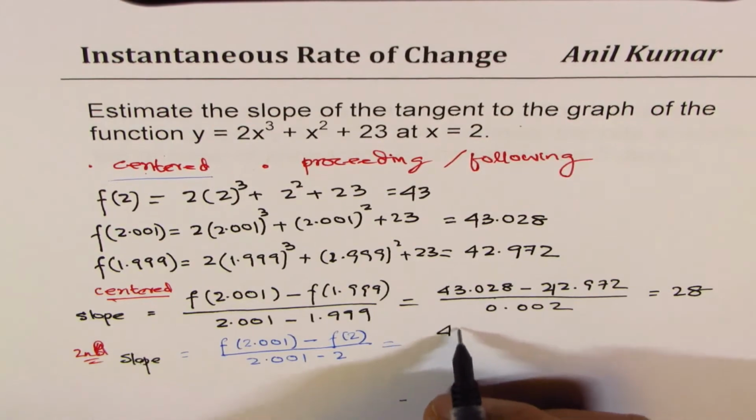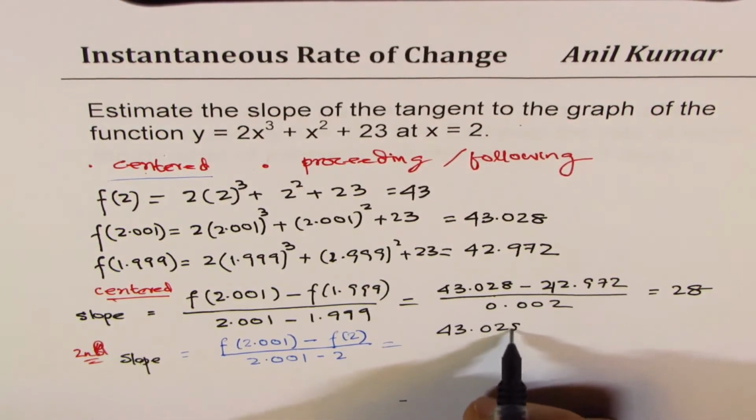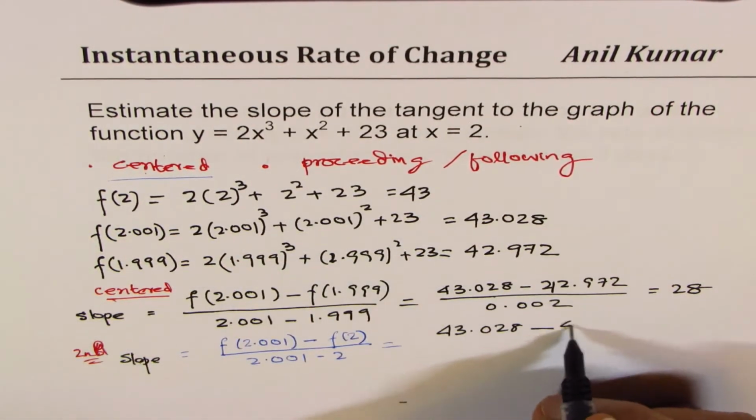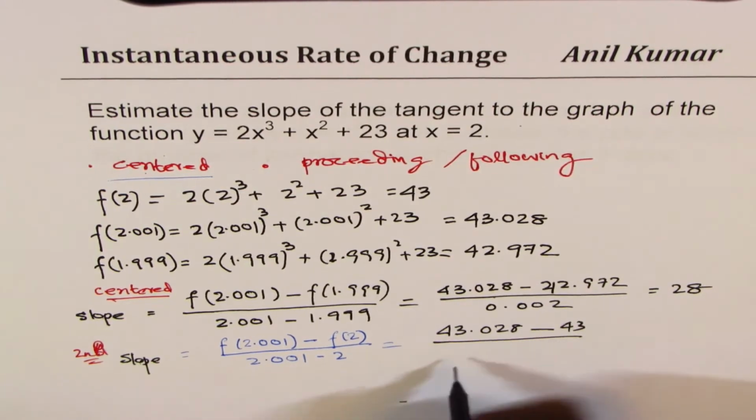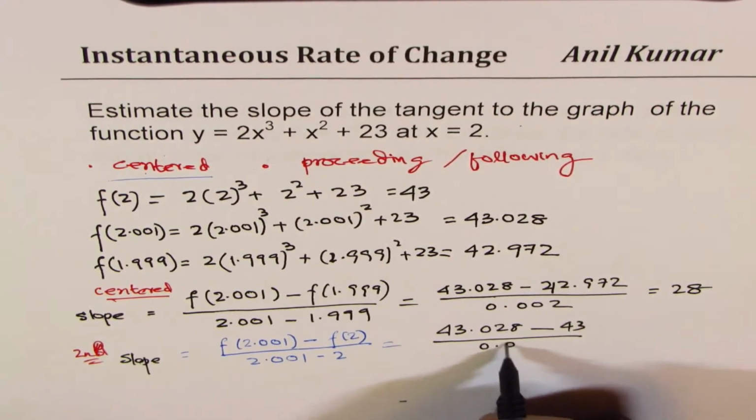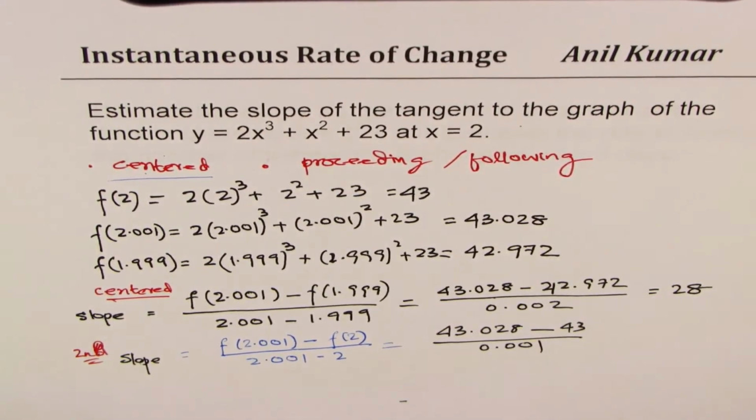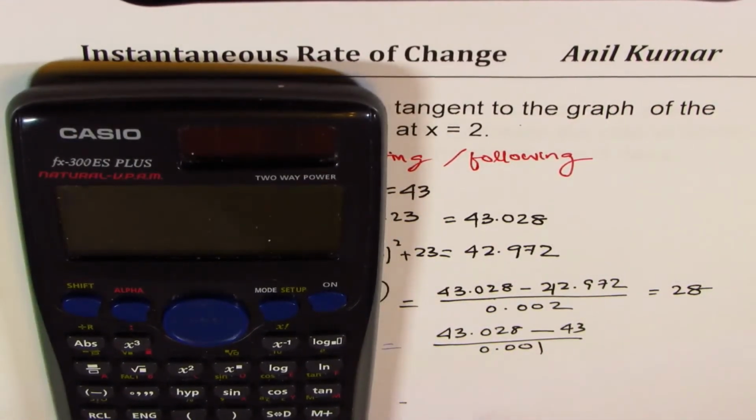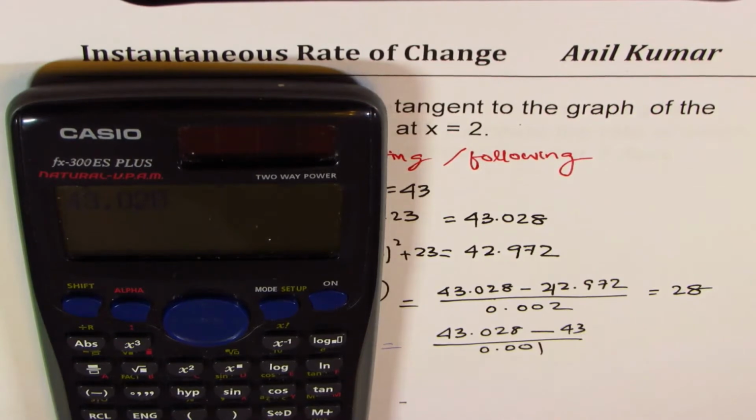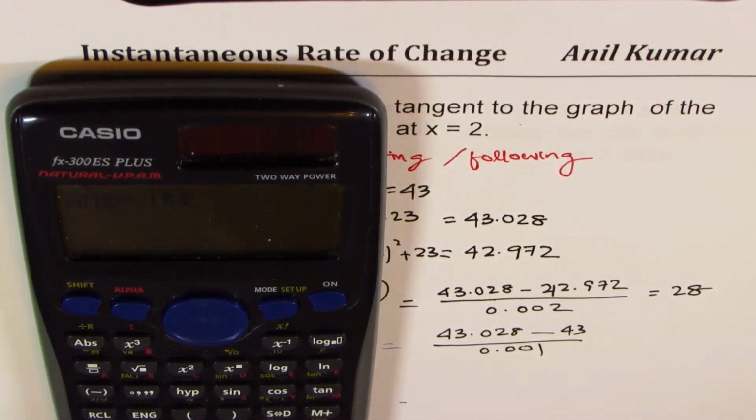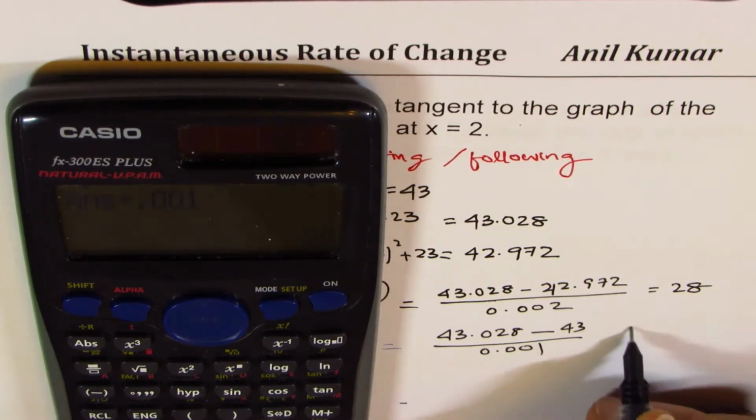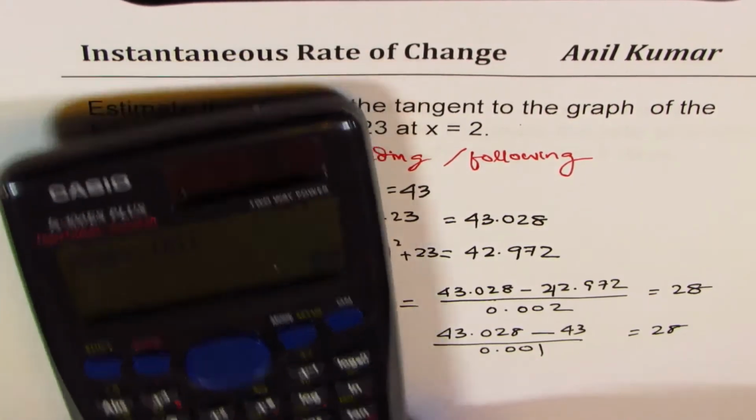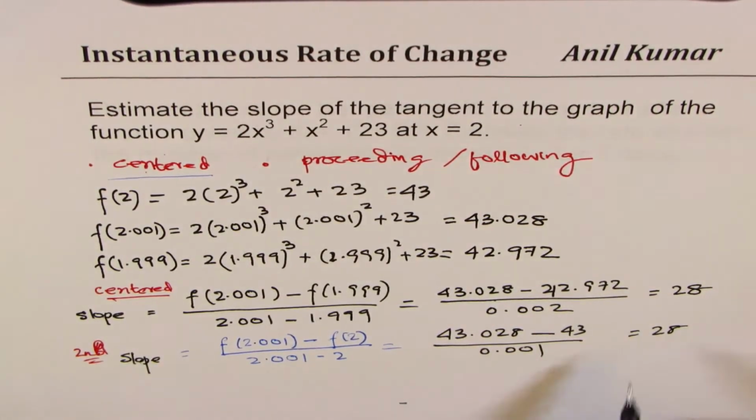f of 2.001 is 43.028. Take away f of 2, which is 43, divided by 0.001. So let's do this and find the answer. We get 43.028 minus 43, divided by 0.001. That also gives you 28. Do you see that? So we get the same answer.